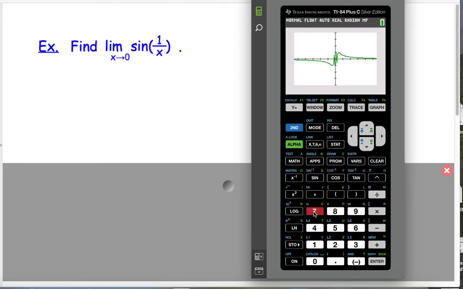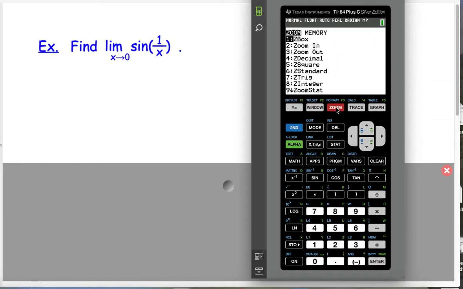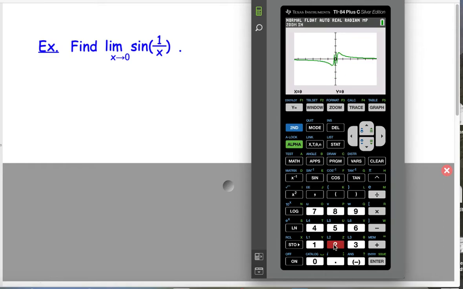Okay, so as x approaches 0, it's hard to tell. There's a lot of stuff going on in there. So maybe I should zoom in. Let me hit zoom 2, enter. Oh man, it's really jumping up and down. Now we know it's not defined at 0. If I trace, when x is 0, y doesn't have a value because the fraction is 1 divided by 0. But as I get close, it's jumping all over the place.